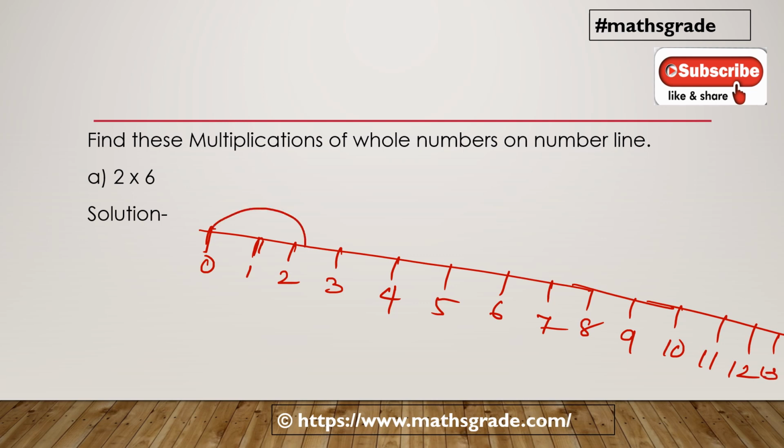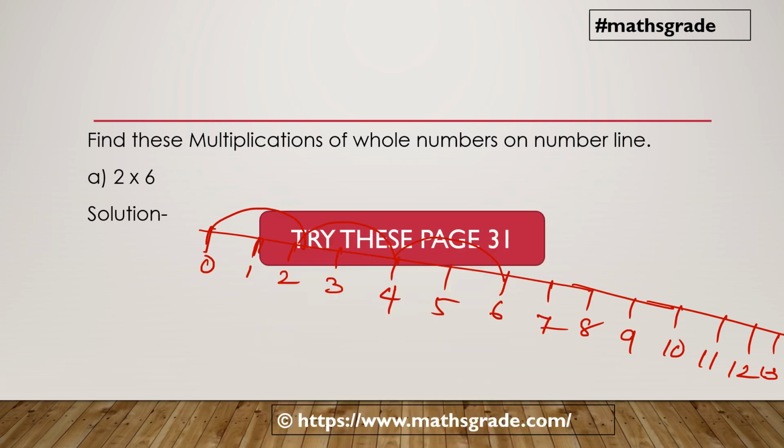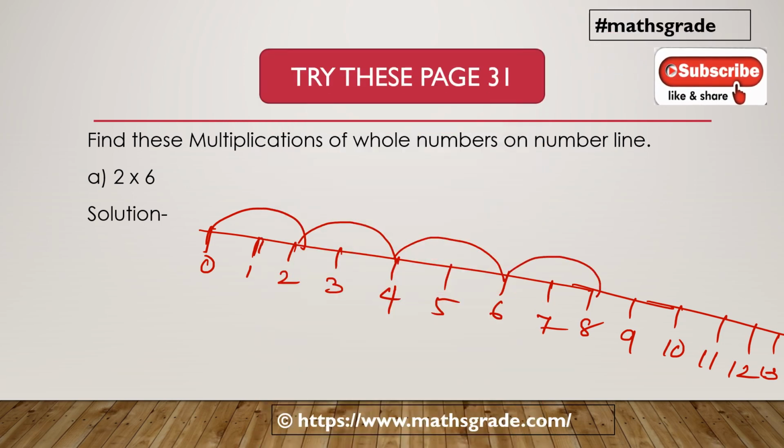2 multiplied by 6. 0 to 2. Starting from 0, move 2 units, that is 0 to 2, 2 units. Then 2 multiplied by 6, we have to add 2 six times. So 0 to 2, then 2 to 4, 2 units, 4 to 6, 2 units, 6 to 8, 2 units, 8 to 10, 2 units, and 10 to 12, 2 units. Now the number is 12. So 2 multiplied by 6 is 12.